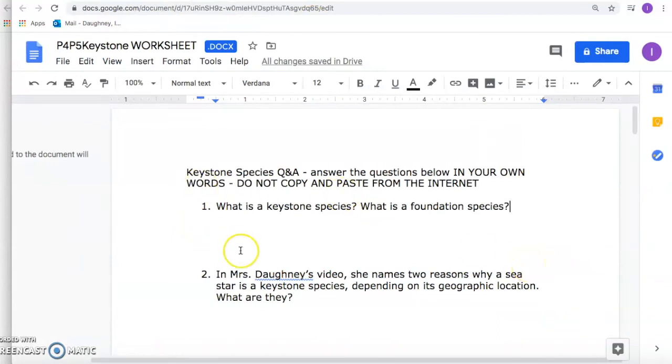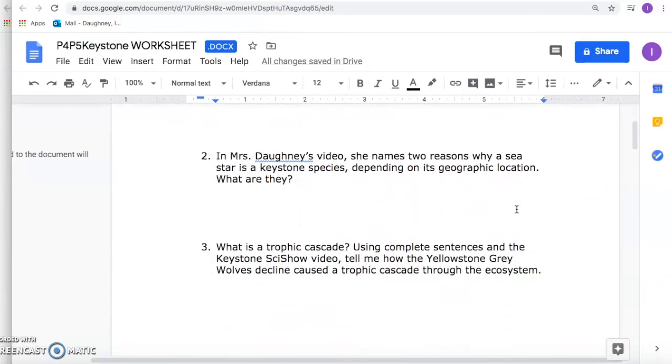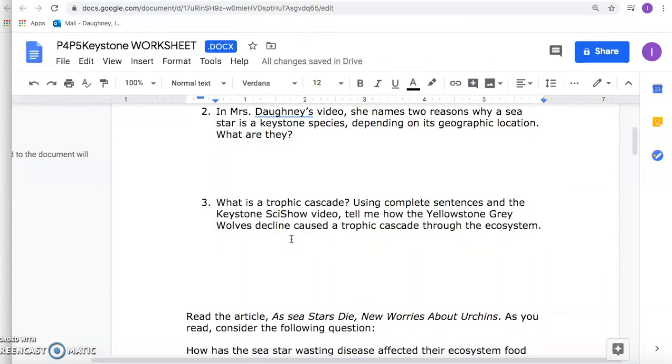First off, you have these 3 questions. Now, you're going to tell me, what is a keystone species? What is a foundation species? All right? Then you're going to tell me there's 2 reasons why a sea star is a keystone species depending on its geographic location. What are they? So we already talked about one, and I'll tell you about the second one in just one moment. The third question is, what is a trophic cascade?